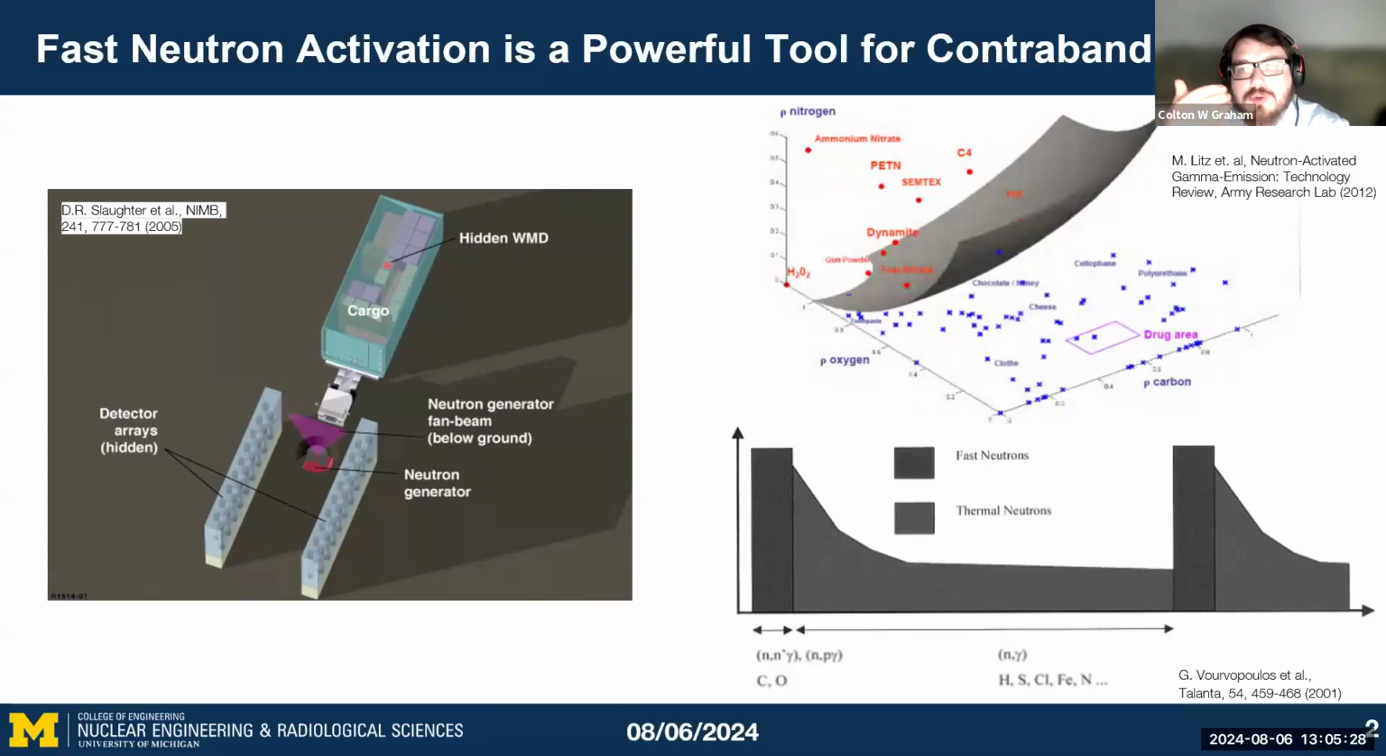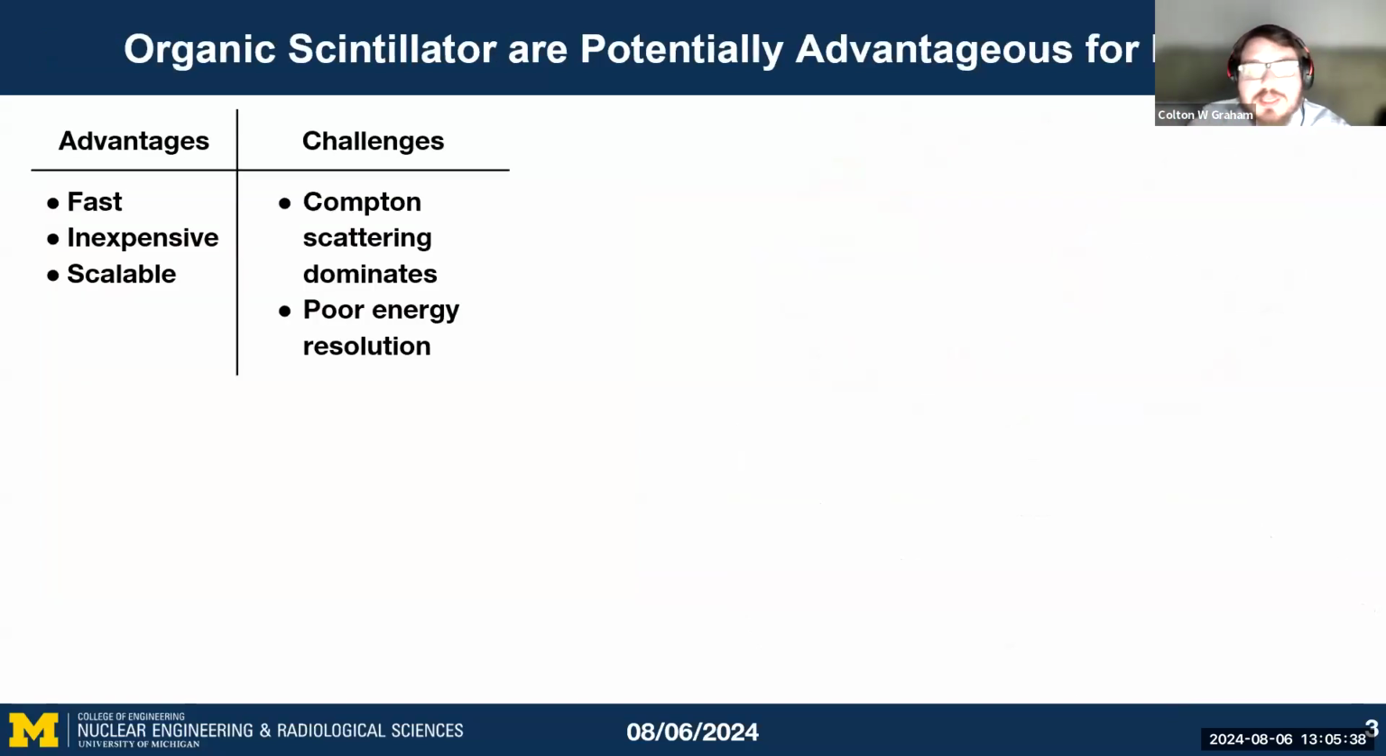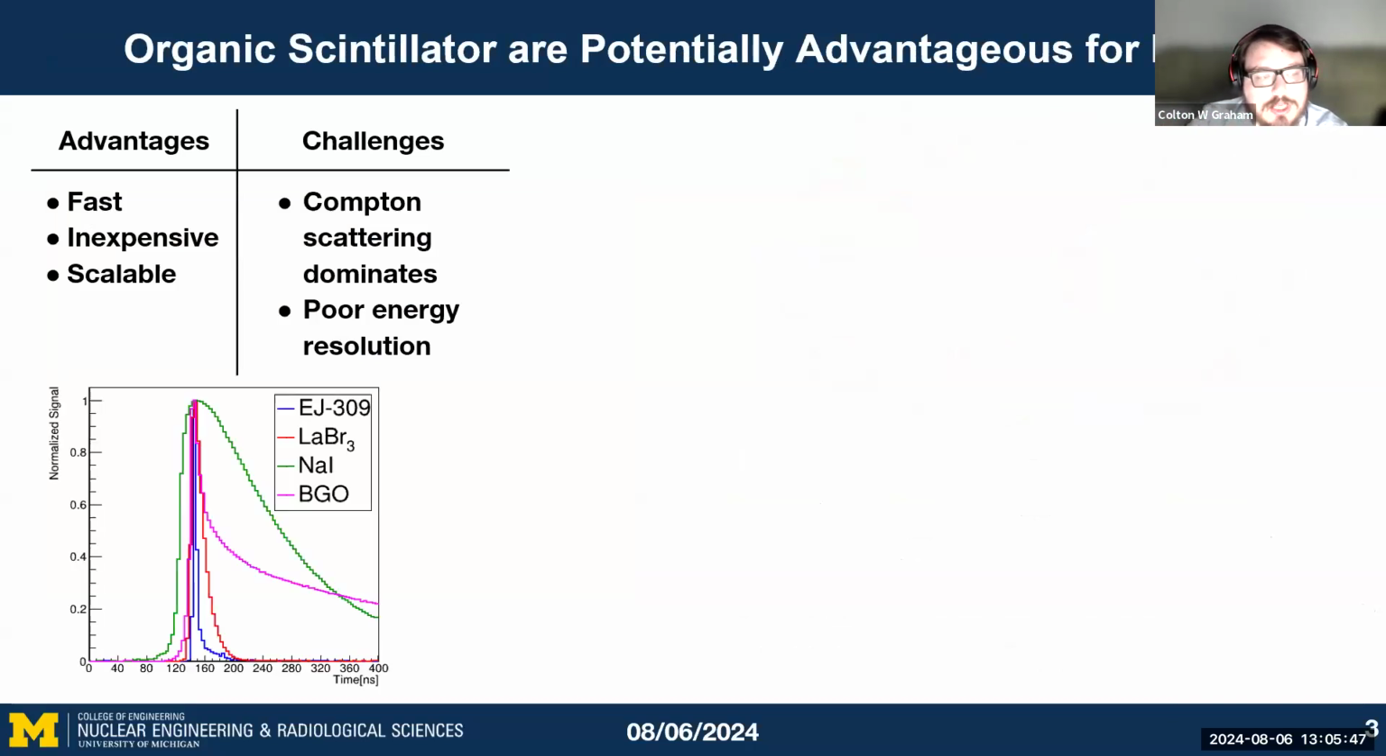So in order to increase the sensitivity of your system by using higher fast neutron fluxes, you need to get around this pileup issue. And one potential way to do that is to use organic scintillators. And they're potentially very advantageous for pulsed fast neutron analysis. They have a very fast response time. We show here measured average waveforms of an EJ309 liquid organic scintillator compared against a few different inorganic scintillators. And the response of these organic scintillators is very fast, faster even than fast inorganic detectors like lanthanum bromide.